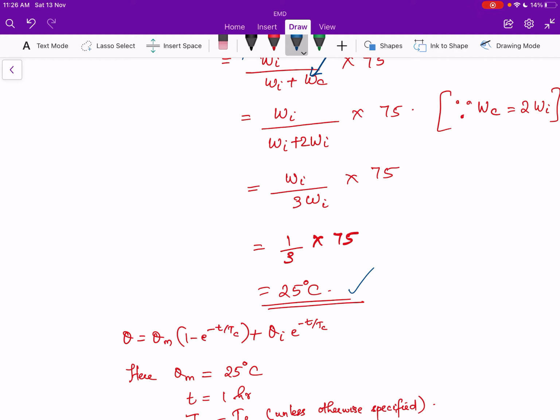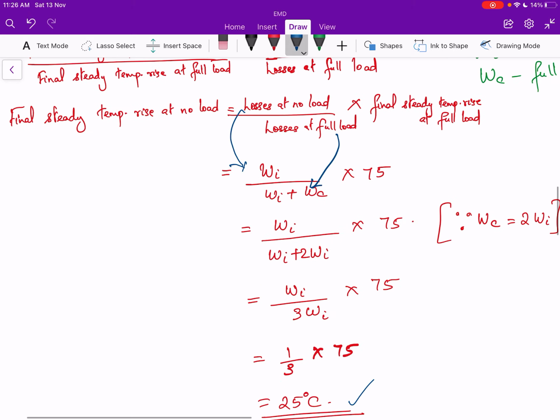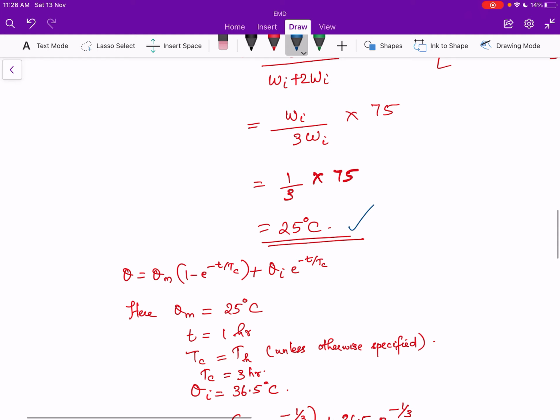Since it is cooling, it will be equal to the cooling time constant, and unless otherwise specified, we can take the cooling time constant as the heating time constant itself. So the heating time constant is given as 3 hours, so we can take the cooling time constant also equal to 3 hours. Now the final steady temperature rise at no load we have found out, and that is equal to 25 degrees Celsius, and it is working on no load for 1 hour. So we can write t as 1 hour.